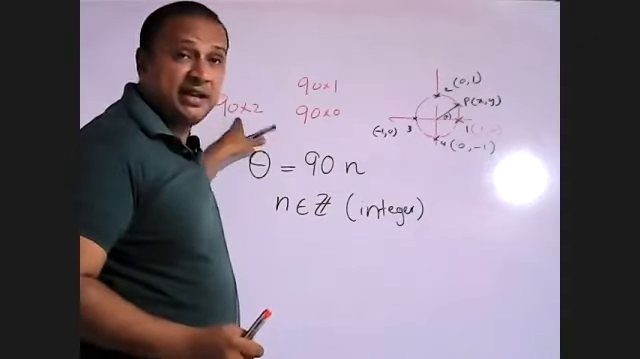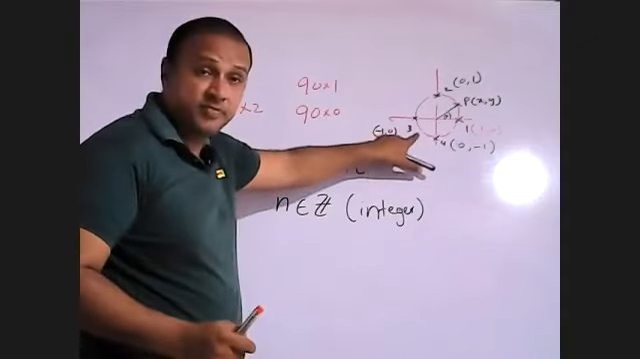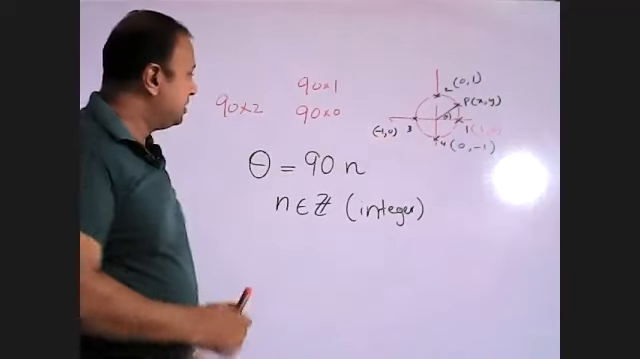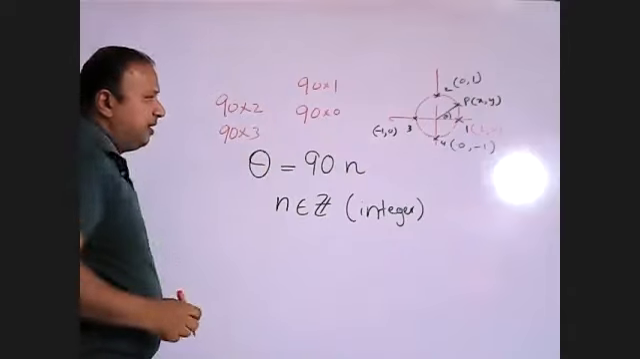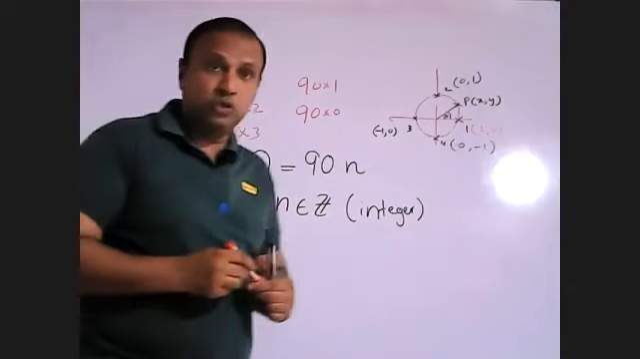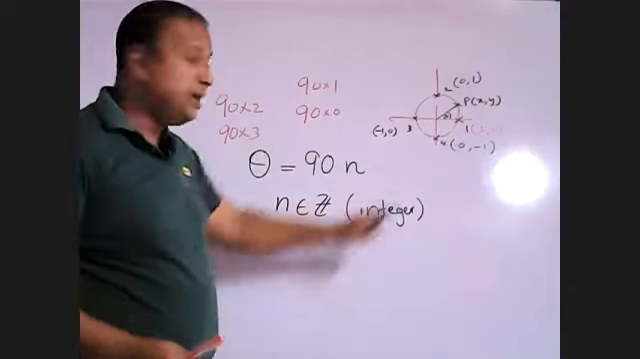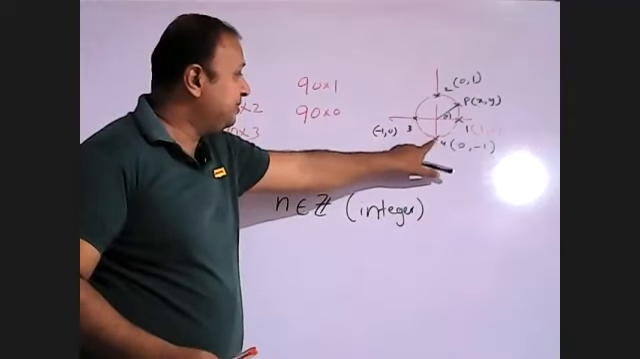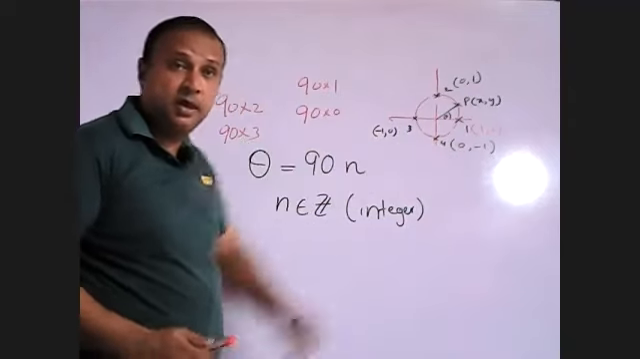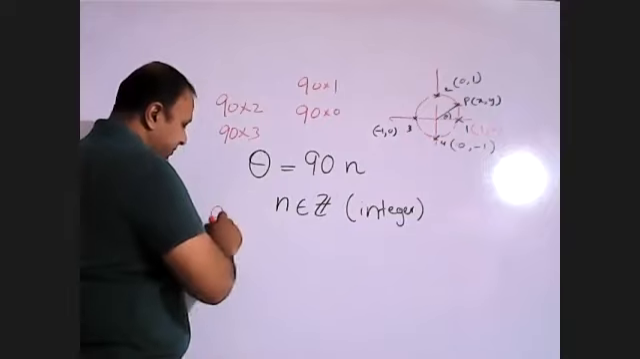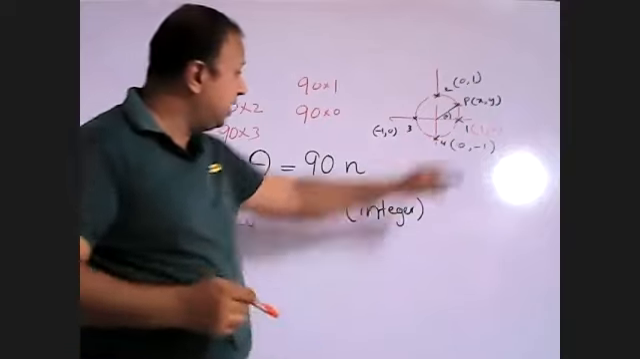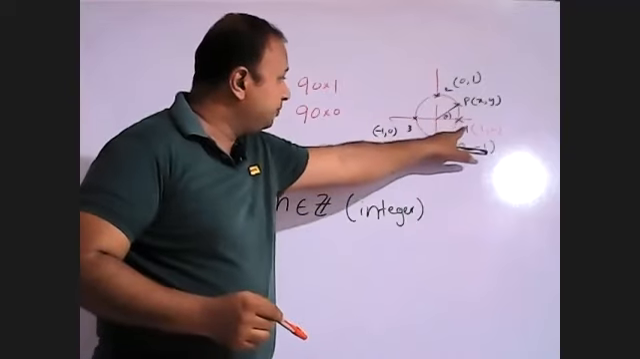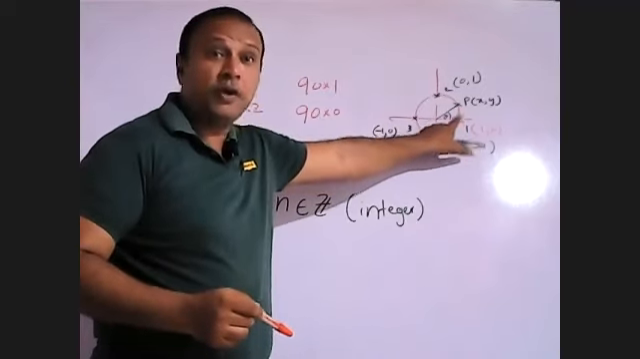So this angle is related to point 3. If I multiply 90 by 3, the angle is 270, which is related to point 4. If I multiply 90 by 4, it is 360. So that is related to point 1.